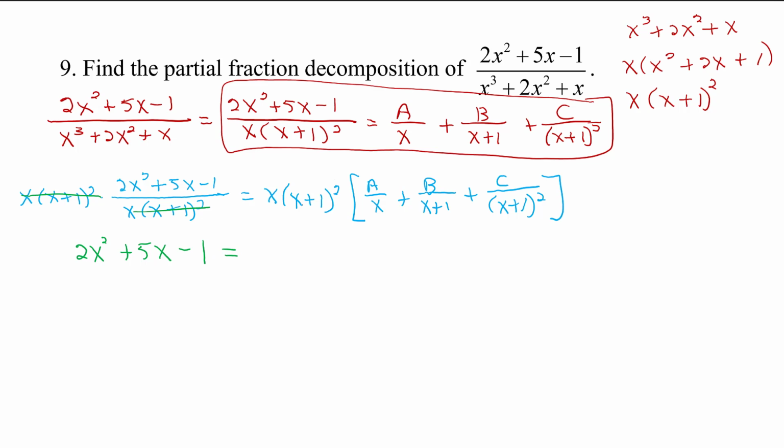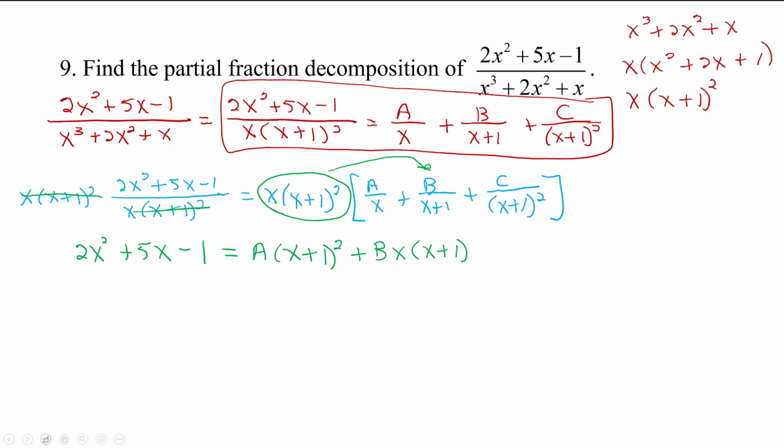On the right-hand side, think of distributing this x times x plus 1 squared through to the a over x. We have x over x, which is the same as 1, so we're left with a times x plus 1 squared. Then if we distribute through to the b over x plus 1, if I multiply x times x plus 1 squared times b over x plus 1, one of the x plus 1 squareds cancels out, so I'm left with b times x plus 1.